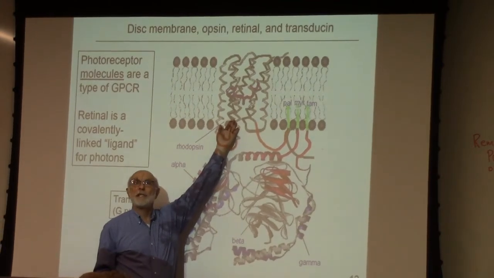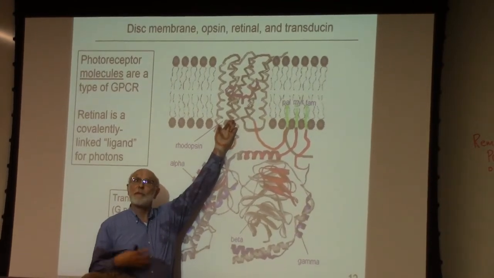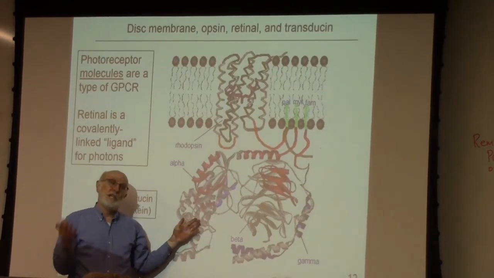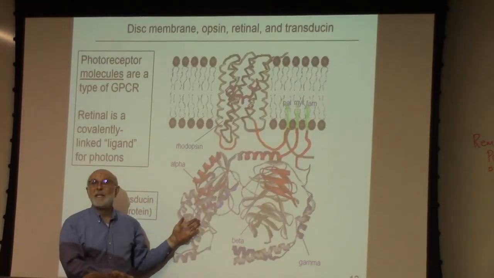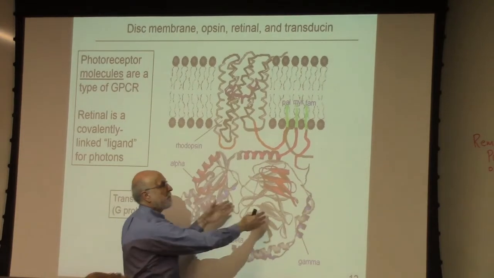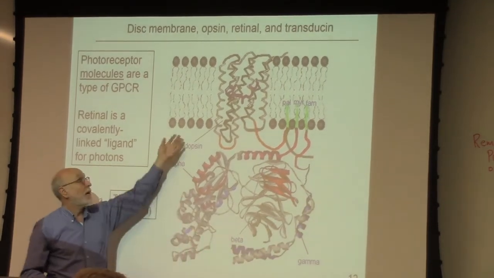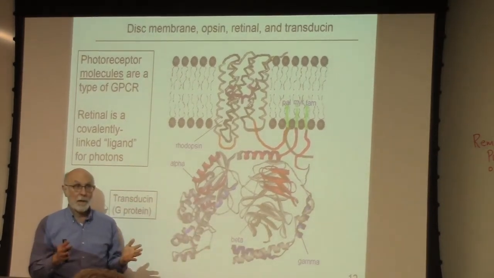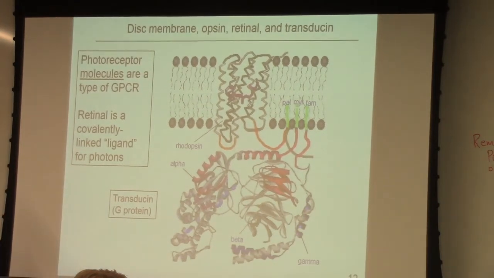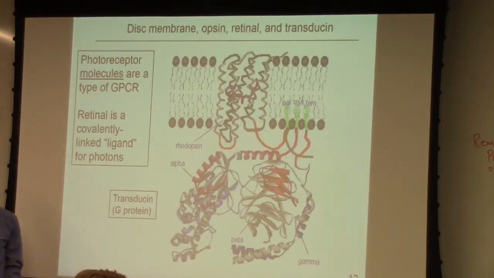conformational change of the receptor, conformational change of the G protein, GDP dissociation, GTP association, alpha separating from beta gamma, alpha separating from receptor, same story that you learned about for the other G proteins. Don't forget about GTP here and conformational change. I ask you to tell me the story of phototransduction.